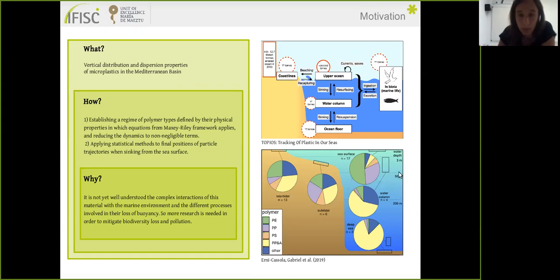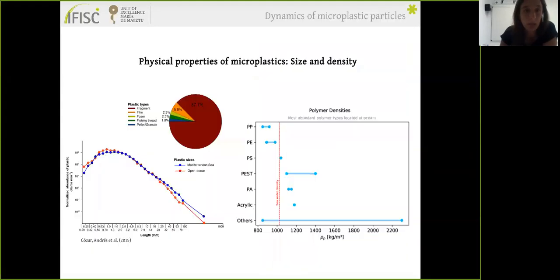And this is quite important to understand, to assess that the physical properties of the particles actually matter in the dynamics. Here, for example, we look at the physical properties of the microplastics before looking at the equations of motion.